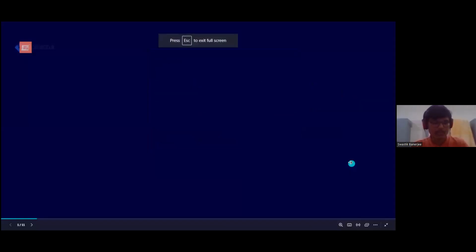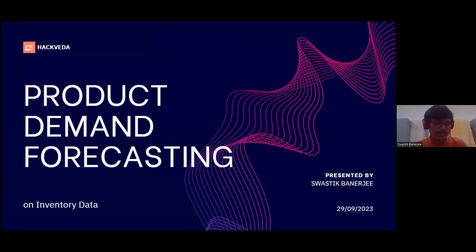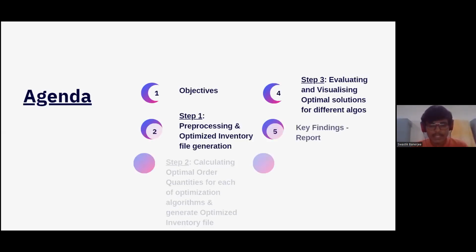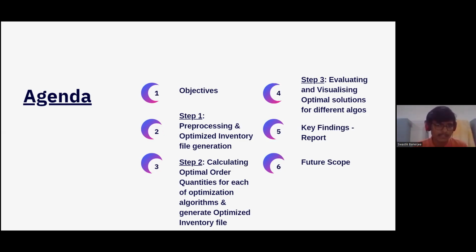Yes, ma'am. I've done my fourth presentation on product demand forecasting. So I'm Swastik Banerjee and I belong to the Department of Machine Learning and Deep Learning. My task for today was to develop a forecasting Colab notebook on inventory data. So I'll start off. Our agenda for today is the objectives and then how we forecast our inventory data. We have got sub steps in there. Step one would be pre-processing our data set and optimizing the inventory file that we have. I'll show you right away after this.